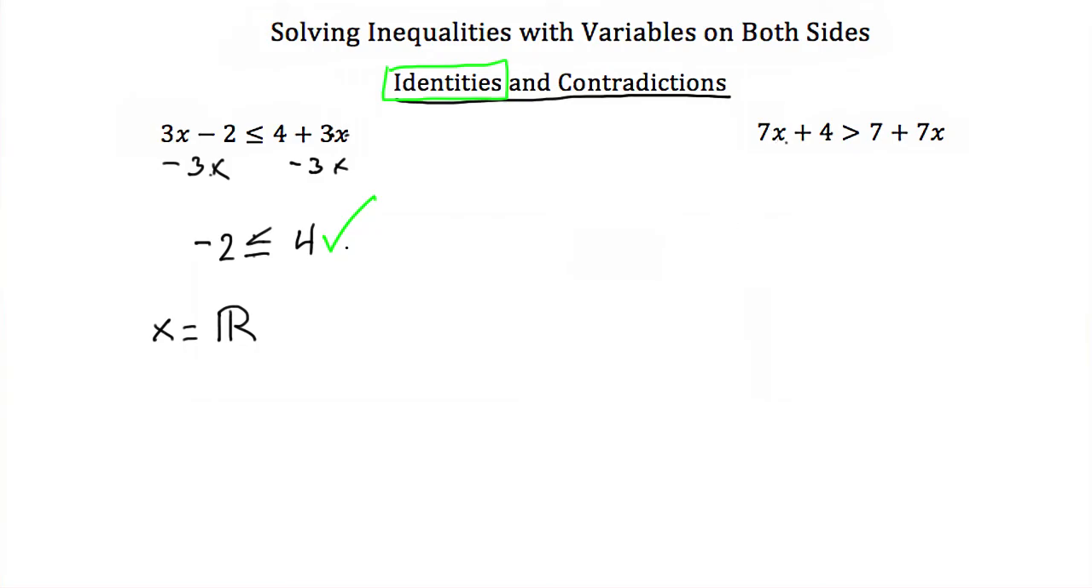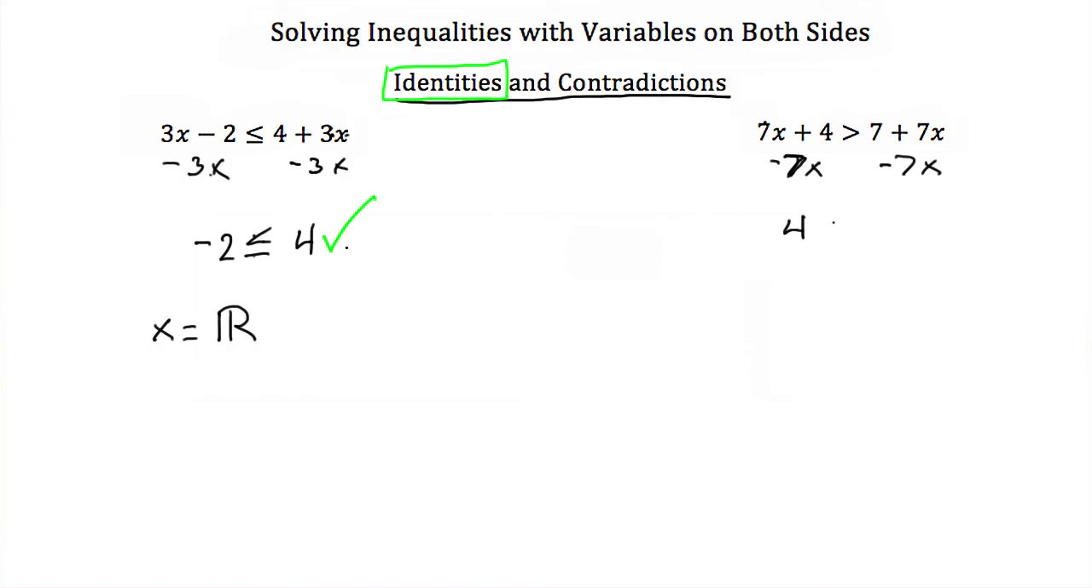We have 7x plus 4 has to be greater than 7 plus 7x. So once again, I'm going to get x alone on one side of the expression. So I'm going to subtract 7x from both sides. If I do that, my 7x and my negative 7x on the left-hand side are going to cancel. So we'll be left with just 4 on the left-hand side.